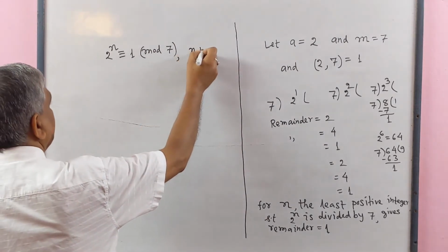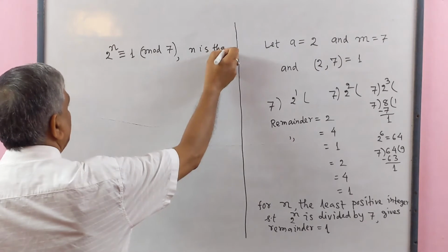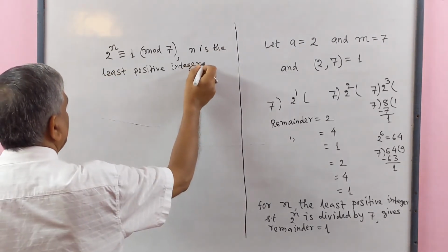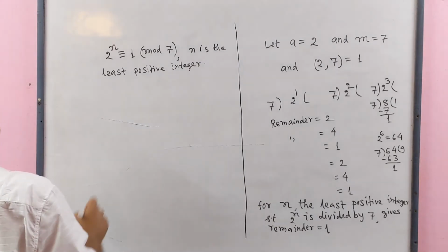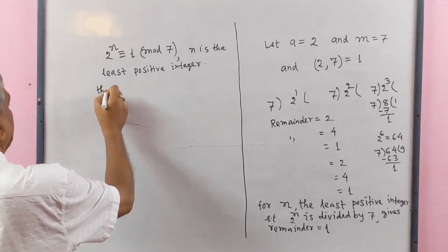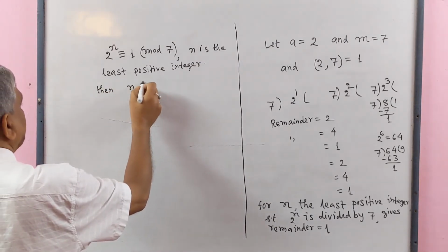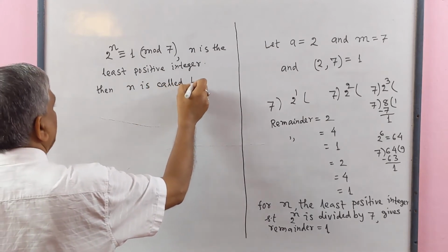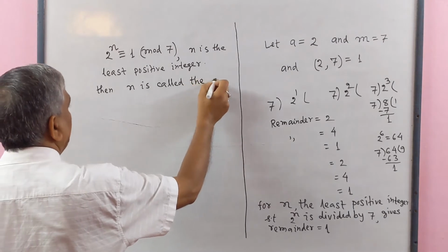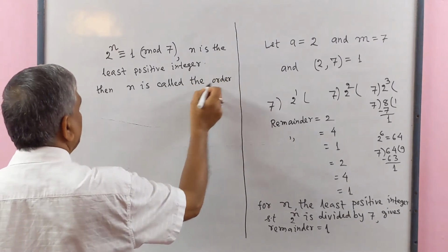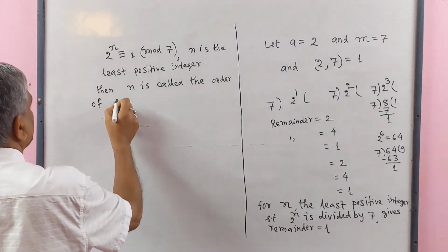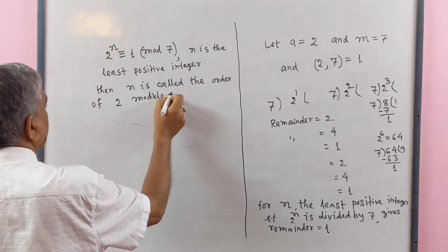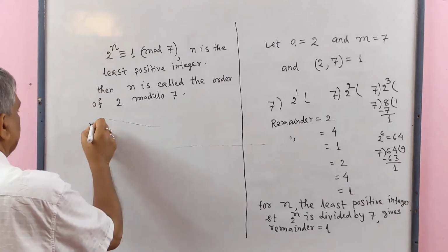n is the least positive integer. Then n is called the order of 2 modulo 7.